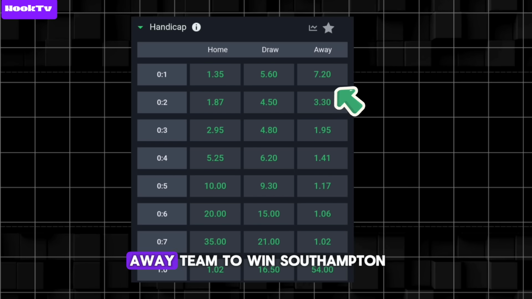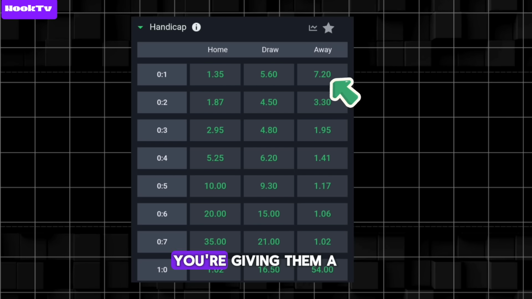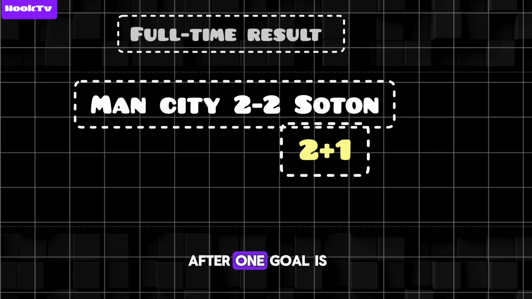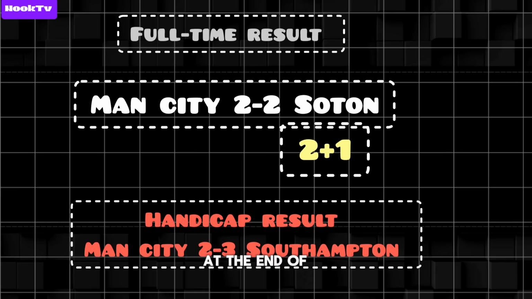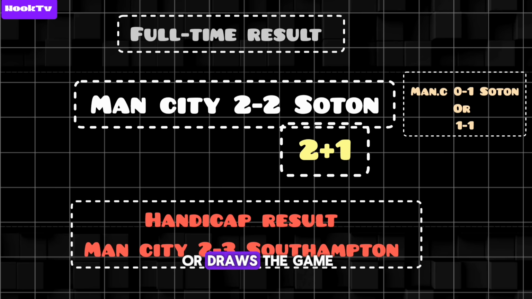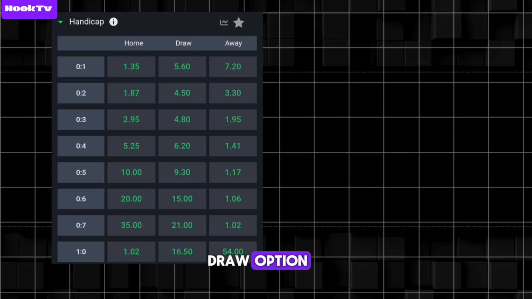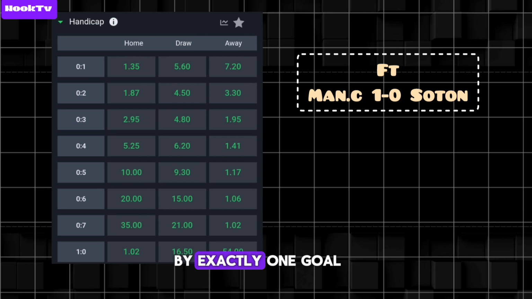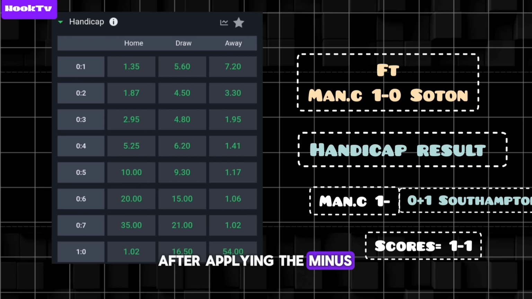If you pick the away team to win, Southampton, you're giving them a 1-goal advantage. For you to win this bet, Southampton must be winning after 1 goal is added to their total score at the end of the match. So, if Southampton wins or draws the game, you win the bet. If you pick the draw option, Manchester City must win by exactly 1 goal for your bet to win. After applying the -1 handicap, the score would then be a draw.